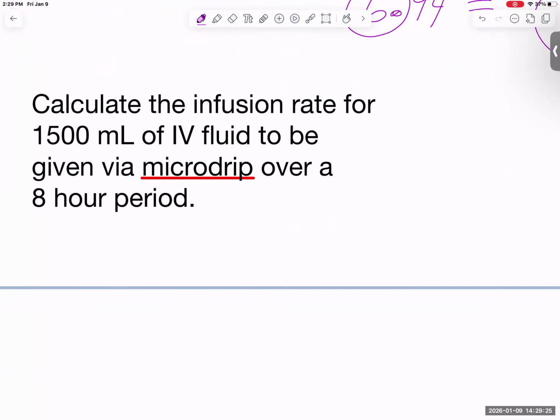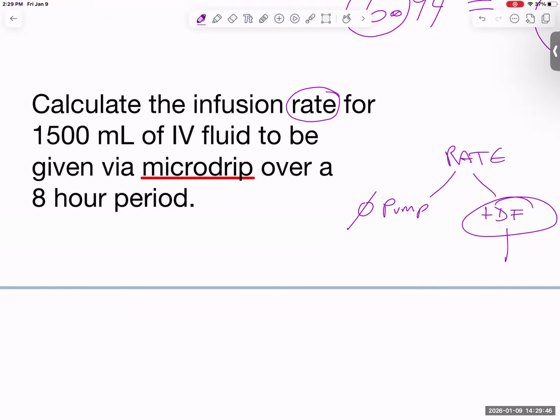So here it's asking me for rate. If it says rate, do I have the word pump? No. Do I have a drop factor? Yes, the micro drip. I knew it. So I'm solving for drops per minute.